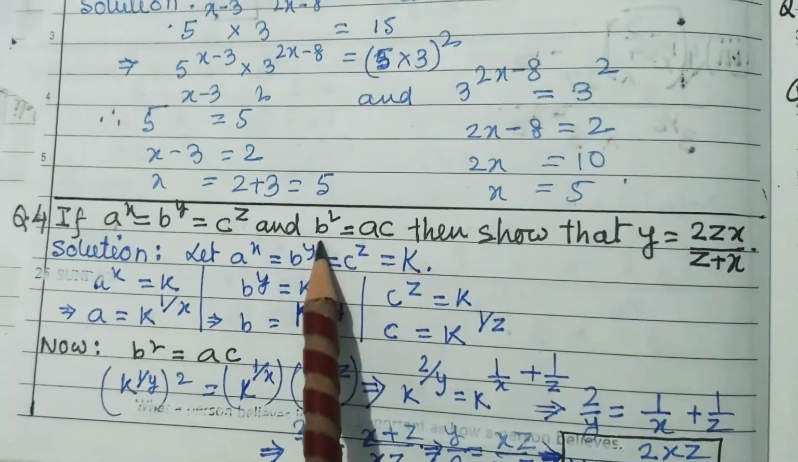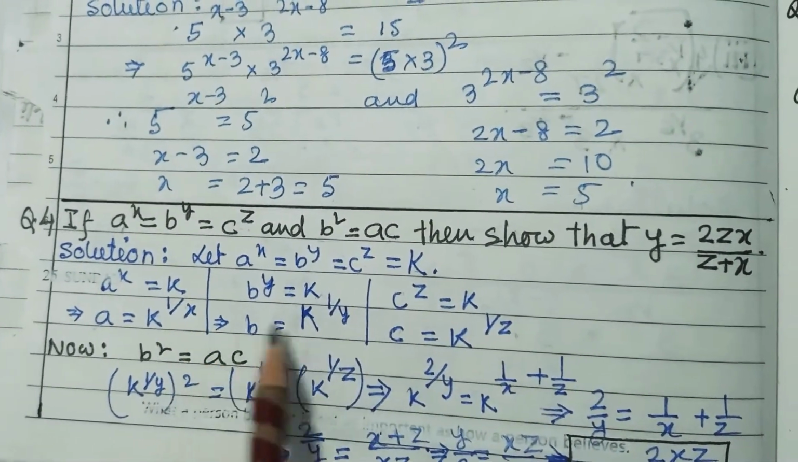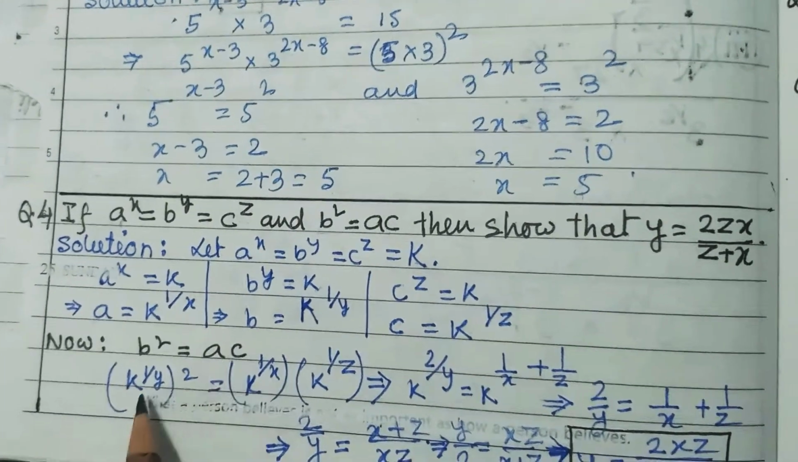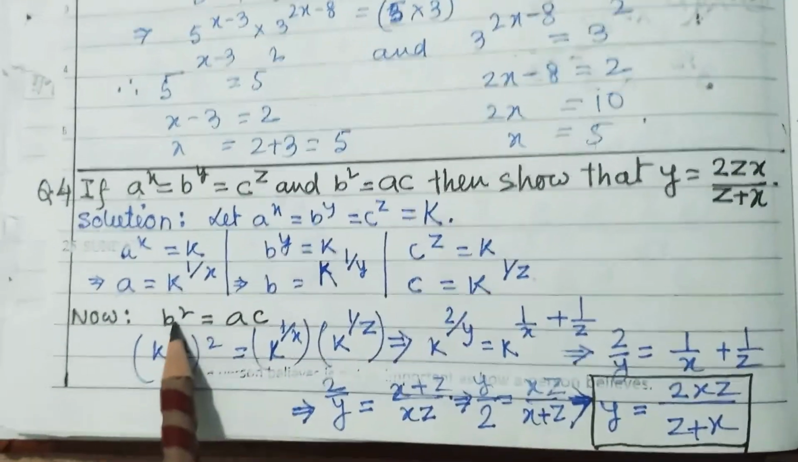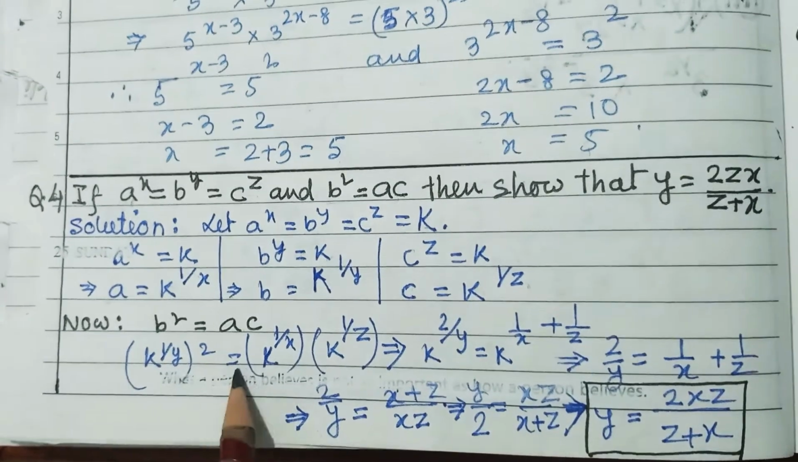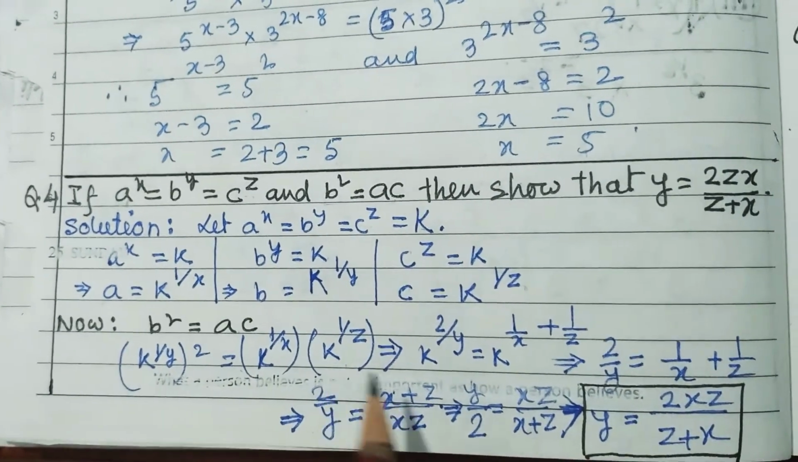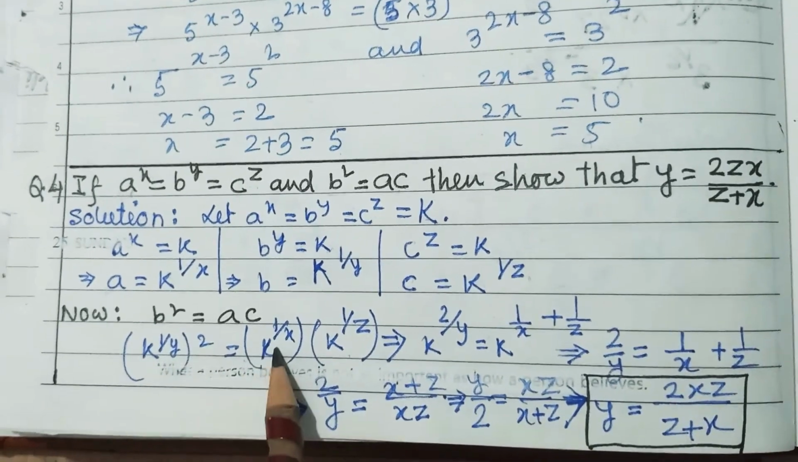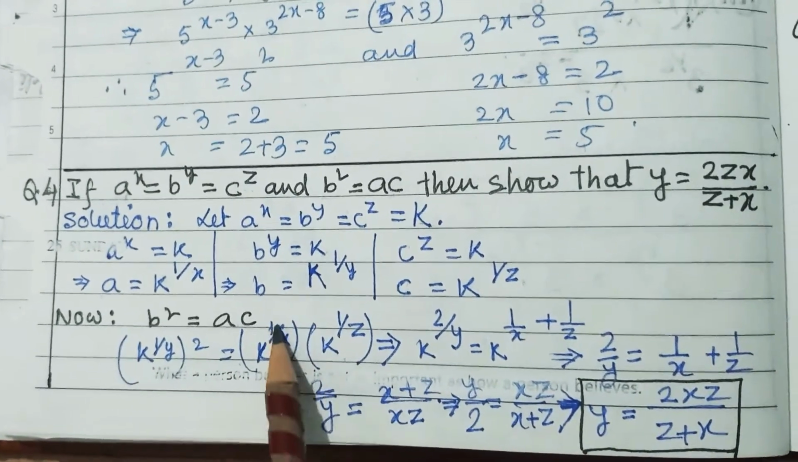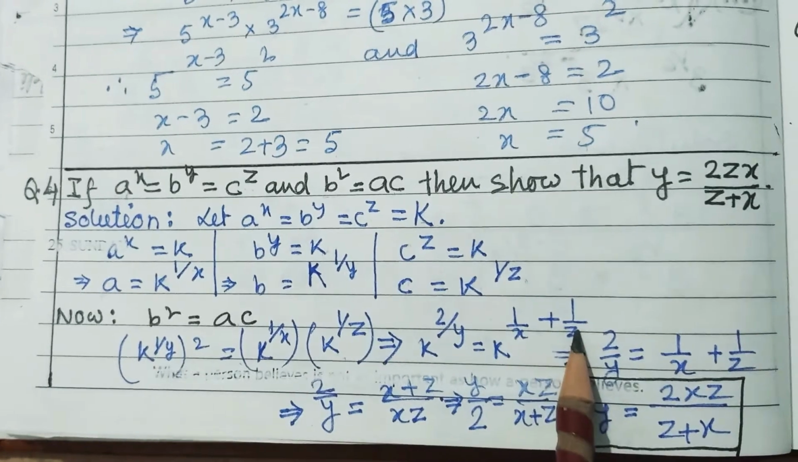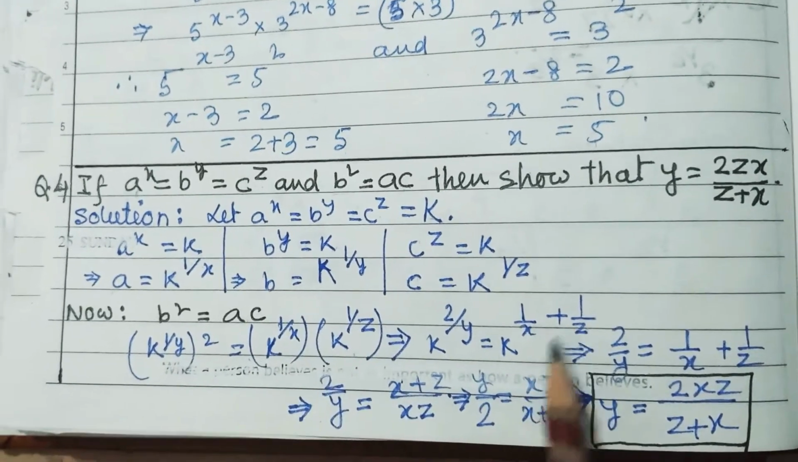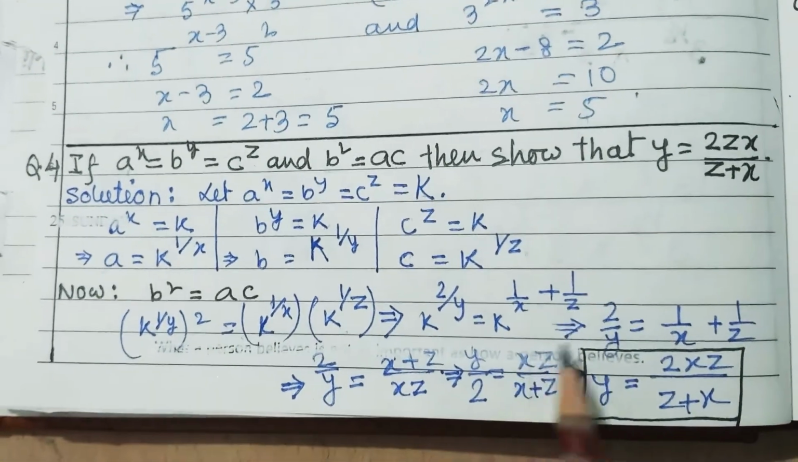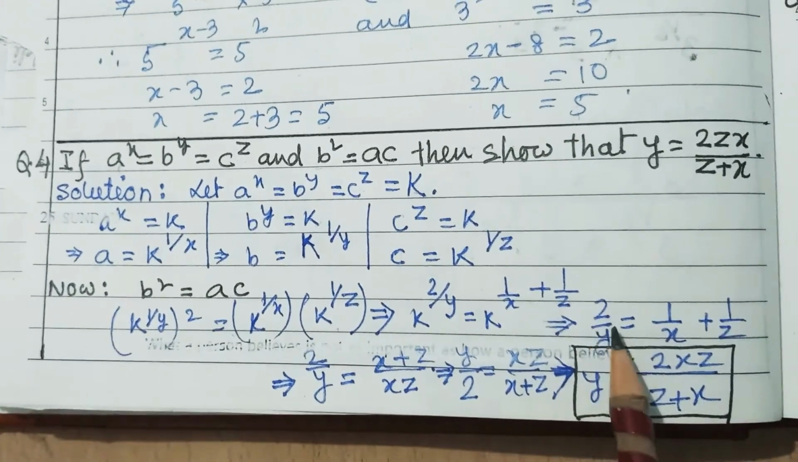Now relation has given b square is equal to ac. You substitute this value in b square equal to ac. Substitute the value. Now k to the power 2 upon y is equal to k to the power 1 upon x plus 1 upon z. Power should be added.